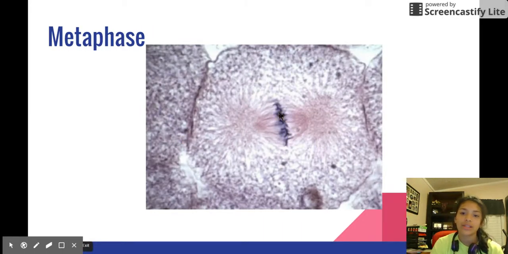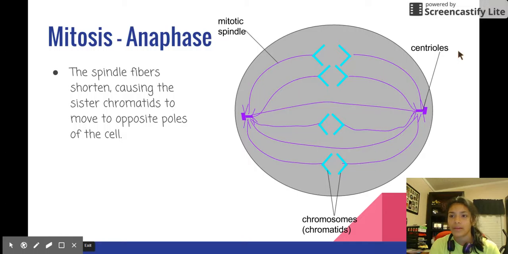So here is the metaphase stage in a real cell, and you can see the chromosomes lined up here and they're attached to the spindle fibers. After metaphase is the third phase of mitosis, and it's anaphase. In anaphase, the sister chromatids are separated. To go into further detail, the microtubules of the mitotic spindle begin to shorten. This pulls at the centromere of the sister chromatids, causing them to pull apart.